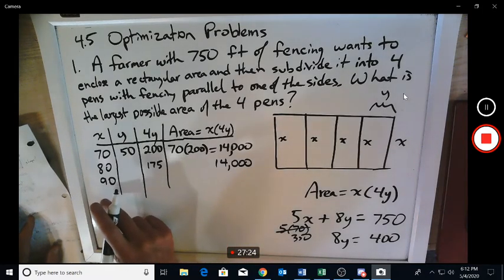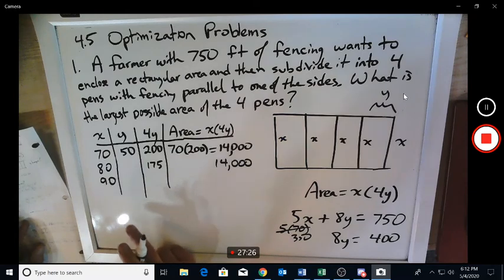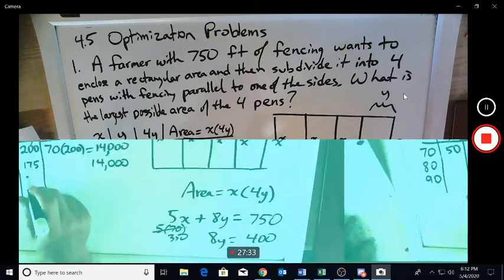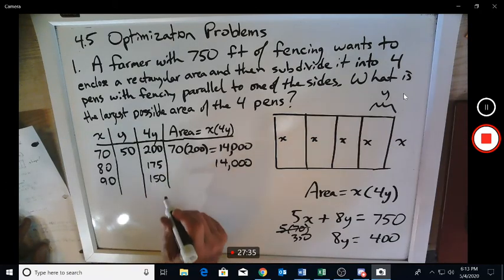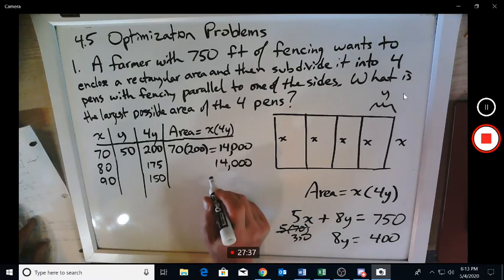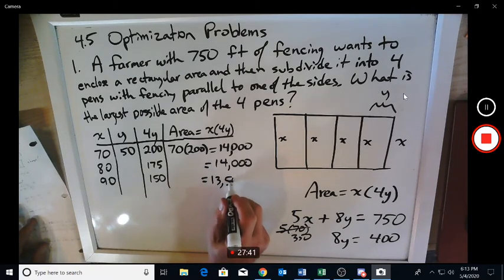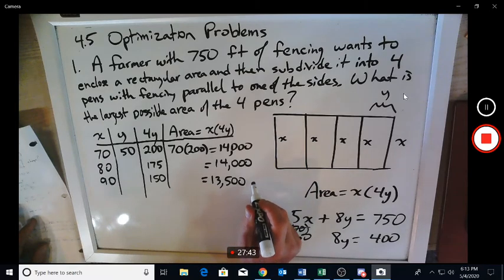And then if my x was 90, plugged in 90 and then solve this thing for y, my 4y would turn out to be 150. And this would turn out to be 13,500. Now these are all square feet.